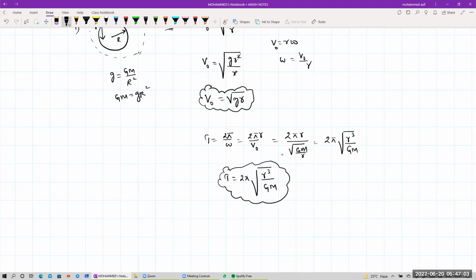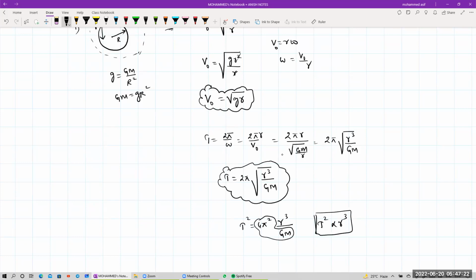Squaring on both sides, what relation will I be getting? T square will be equal to 4 pi square, r cube divided by G into M. This total term is right now constant. That is the reason we say that the square of the time period is directly proportional to r cube.